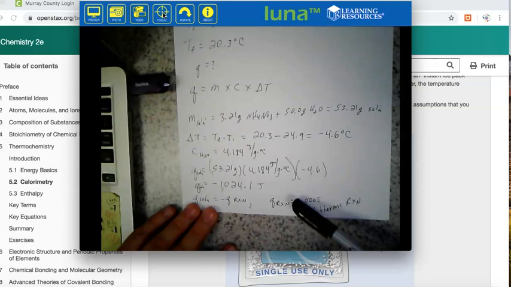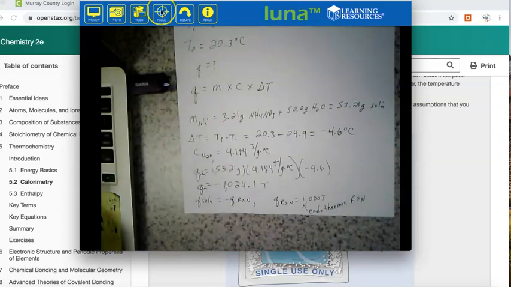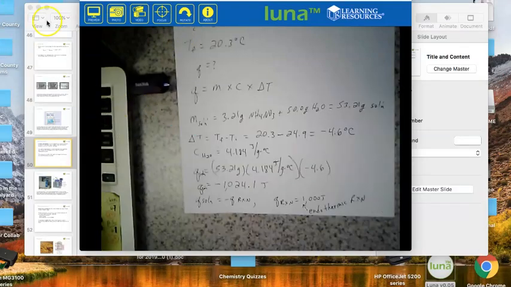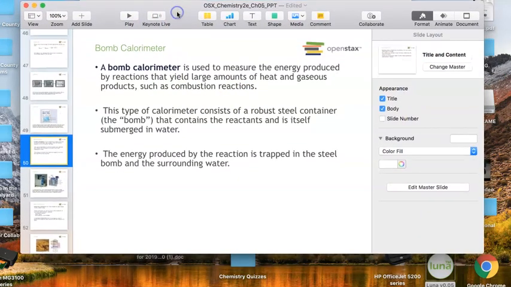All right, so again, when you look at your signs for your heat, it should correlate to what you're seeing with your temperature change. If your temperature goes up, it should be exothermic. If your temperature goes down, then it should be endothermic, and that's what we see here. All right, so let's go back to our PowerPoint here. So the next section talks about bomb calorimetry.